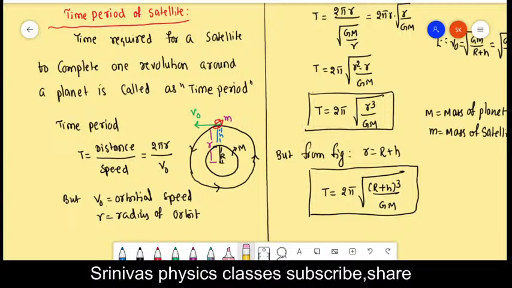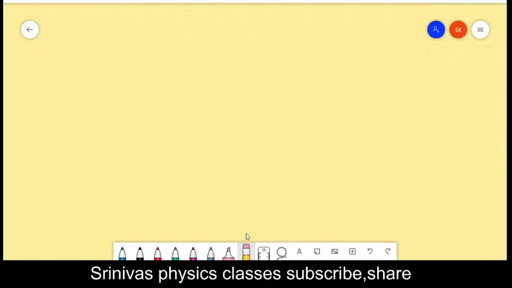We derived the time period formula. Next, not a derivation, I am going to explain the theory part about the geostationary satellite. One more is the polar satellite. Let's start. What is a geostationary satellite and how does it work? I am going to explain that.